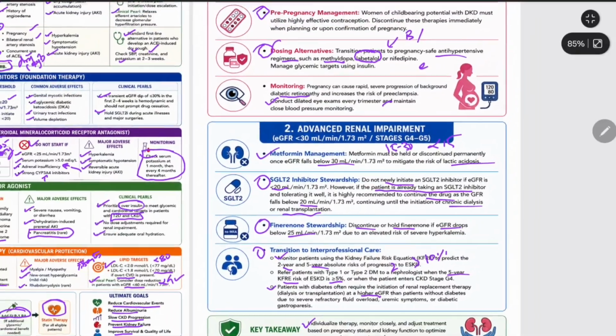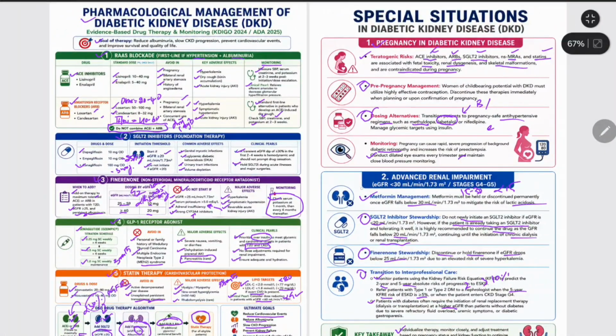So these are the things we should keep in mind in advanced renal impairment. You should discontinue metformin, and for SGLT2 inhibitors, you should continue if already started. Don't newly start SGLT2 inhibitors. That's all. Finerenone should be discontinued once eGFR reaches 25. And the patient should be referred depending on the KFRE score.